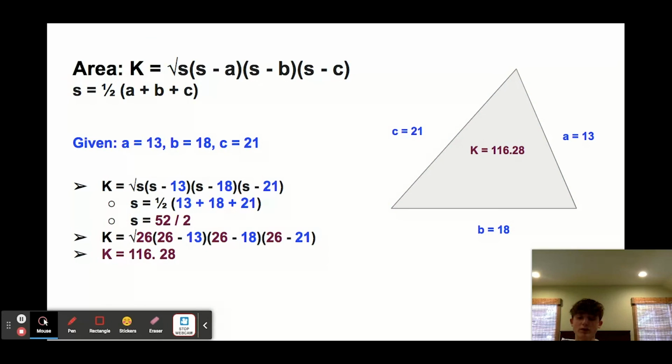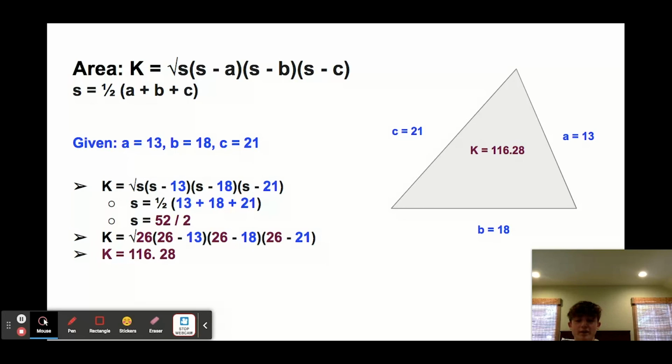We have solved for all the unknowns in this triangle, and the last step is to find the area. We can use the formula K, the area, equals the square root of S times S minus A times S minus B times S minus C. And S equals 1/2 times A plus B plus C. First, we solve for S by plugging in our givens. So we get S equals 1/2 times 13 plus 18 plus 21, which simplifies to 26.